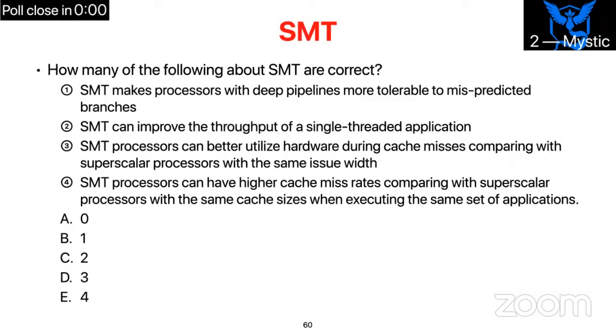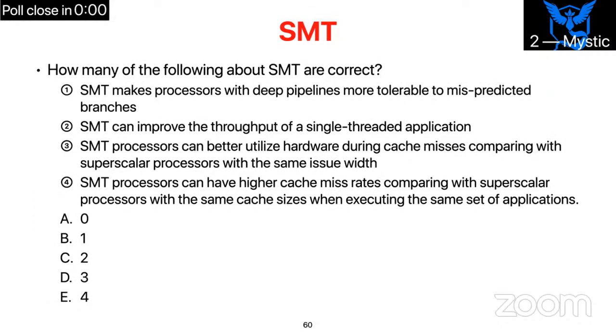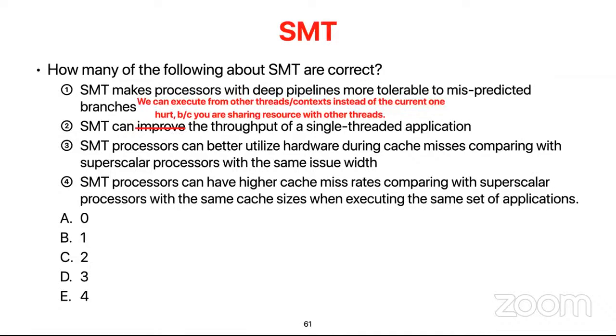So the second one is it's not going to improve the throughput of a single threaded application because it'll only be executing on one thread, right? There's no way it can use that secondary, or SMT goes anywhere from 2 to 4, there's no way it can actually use those execution units. And the other thing is that it can potentially hurt, because you are sharing your resources with others, right? Yeah. And the third one, as you said, you can execute from other threads. Now goes to the fourth one. The fourth one, SMT processors can have higher cache miss rates.